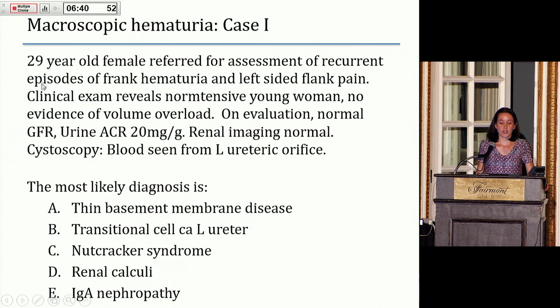So next case, we have a 29-year-old female who's referred for assessment of recurrent episodes of frank hematuria and left-sided flank pain. Her exam is normal. She has normal renal function, normal imaging, and she undergoes cystoscopy, and blood is seen coming from the left ureteric orifice. So what is the most likely diagnosis? Does she have thin basement membranes, transitional cell CA of the left ureter? Could this be nutcracker syndrome, renal calculi, or IgA nephropathy?